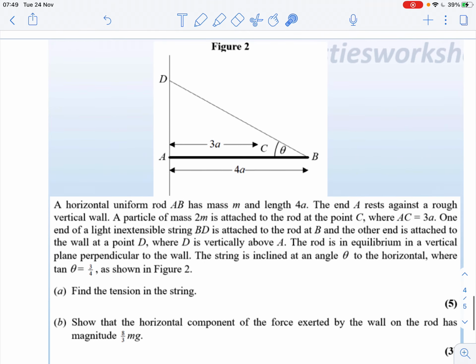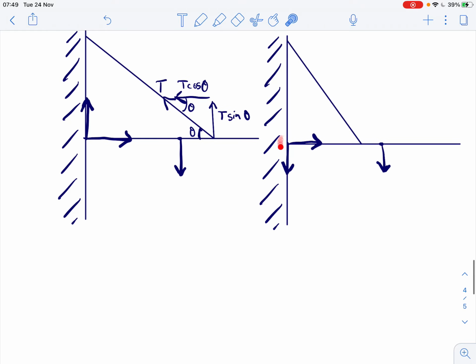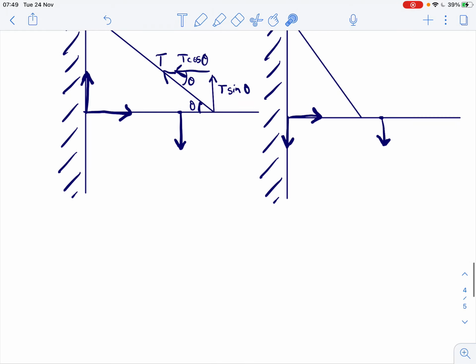2006, it's around that sort of time. We have a horizontal uniform rod AB, which has mass M and length 4a. The end A rests against a rough vertical wall, so this time it's resting, it's not fixed here, it's just resting against a rough vertical wall, which means we're going to actually have friction. So this vertical force will be friction.